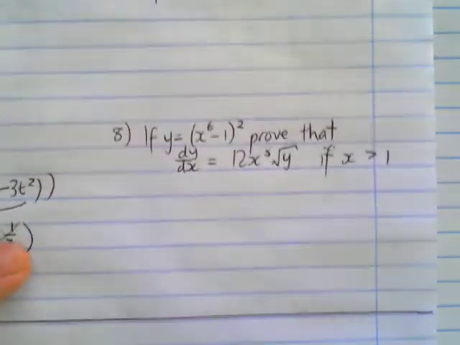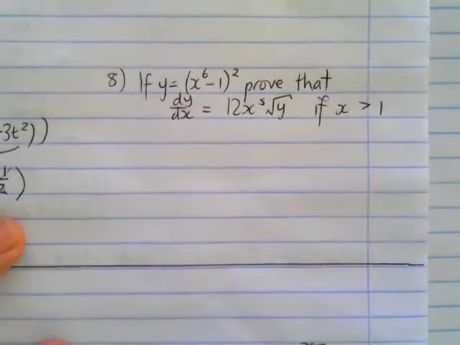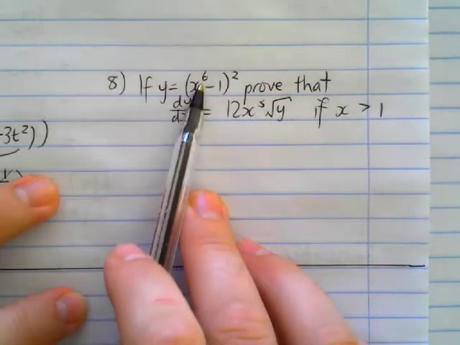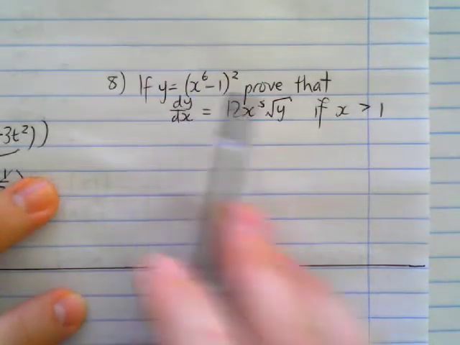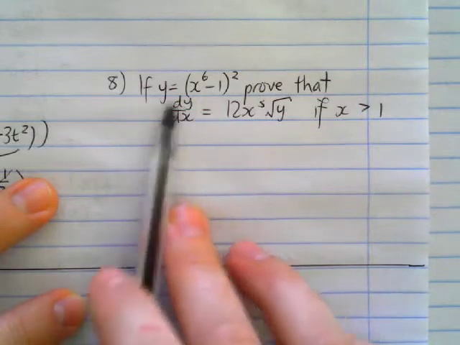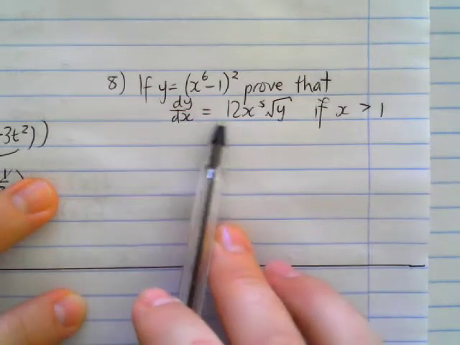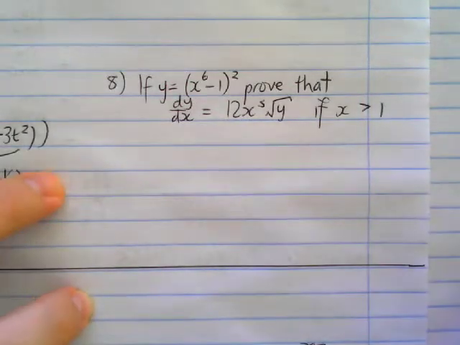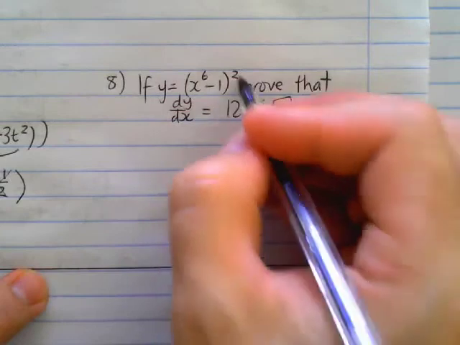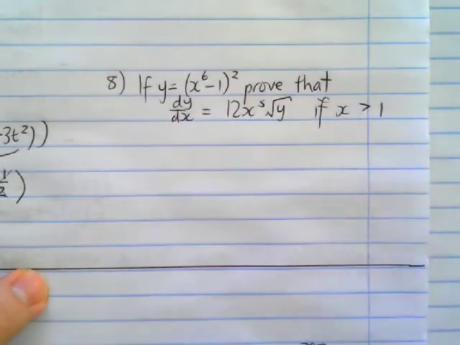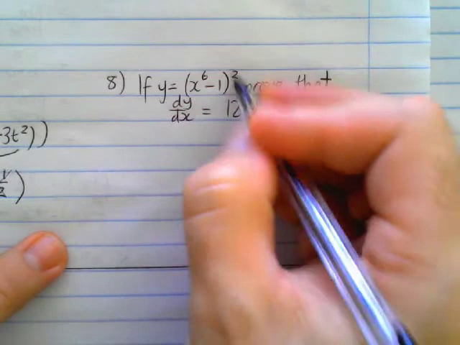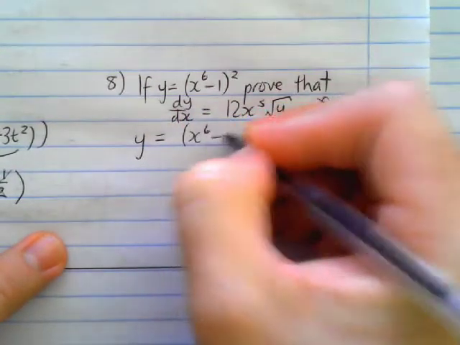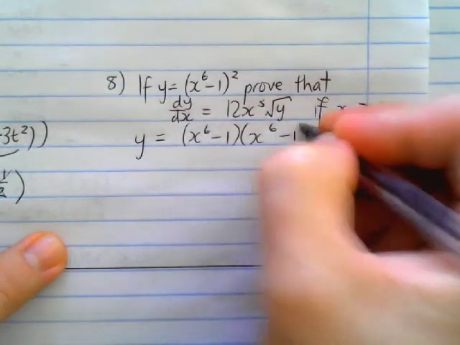Right, the last question is simply a first derivative question, but maybe worded a little bit differently. It says, if y is equal to x to the power 6 minus 1 all squared, prove that the first derivative, dy over dx, is equal to that if x is greater than 1. Okay, so it's a bit more confusing than the others, and it all lies with finding the first derivative over there. So let us think, if we need to get rid of that bracket, that would make y equal to x to the 6 minus 1 and x to the 6 minus 1.